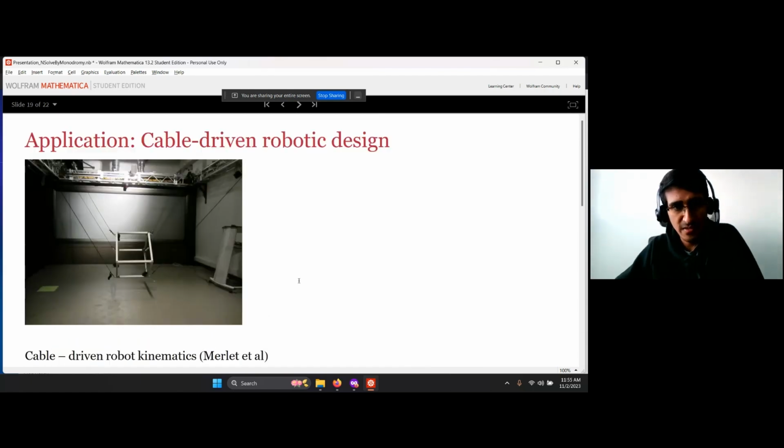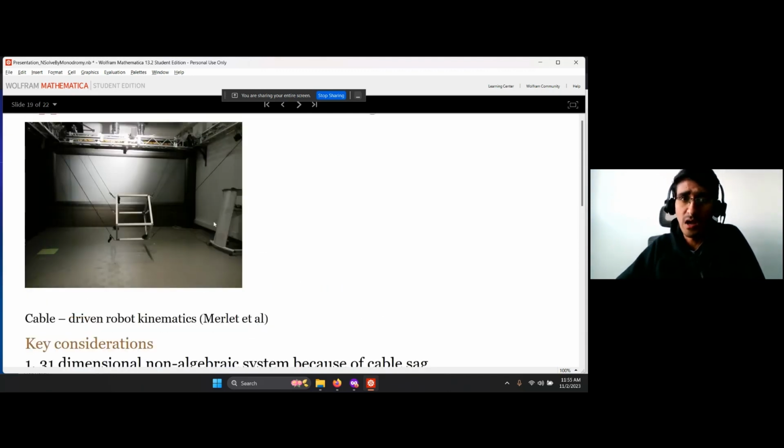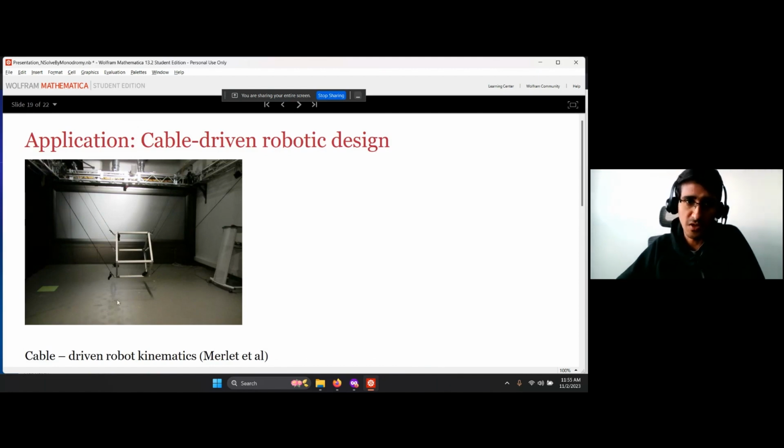We show that with NSolve by Monodromy, and with some changes in heuristics, we actually solved an open research problem in literature, that of finding all equilibrium configurations of a cable-driven robot. To give a brief introduction to cable-driven robots, here you see an end effector platform that is operated by a lot of cables shown here. As you change the cable lengths, the platform changes its configuration. But for a given set of cable lengths, there can be multiple equilibrium configurations, and it would be nice to know all of them so that we can design and plan these systems.